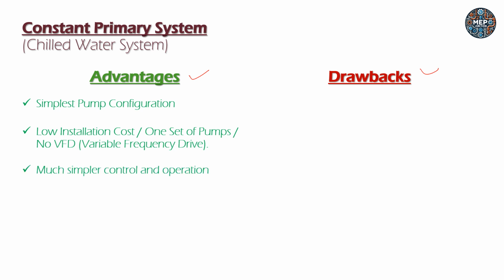Much simpler control and operation. So there is no kind of PLC or the controller which is required to control the pumps. So it's on off operation. So it's very simple. On the drawback side, the first and the very important is the low delta T syndrome. And this is the reason why the chiller plant efficiency is very low in this case.